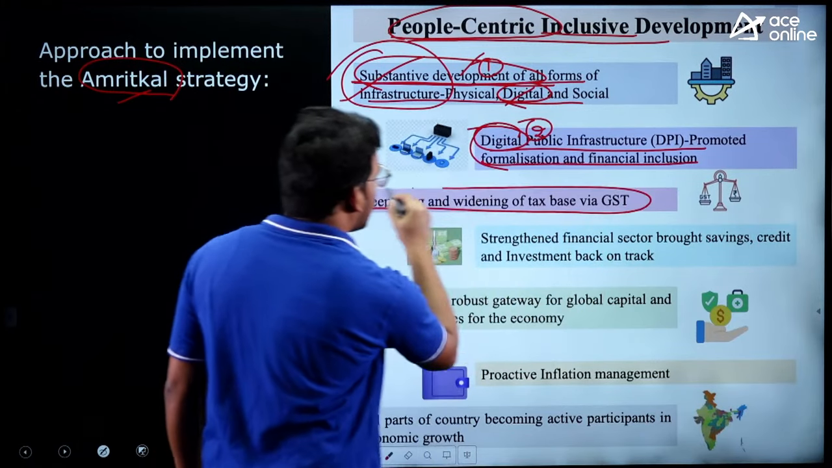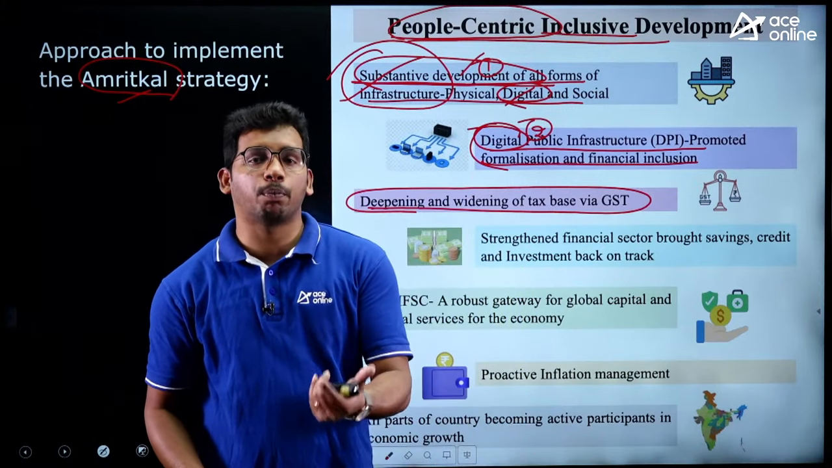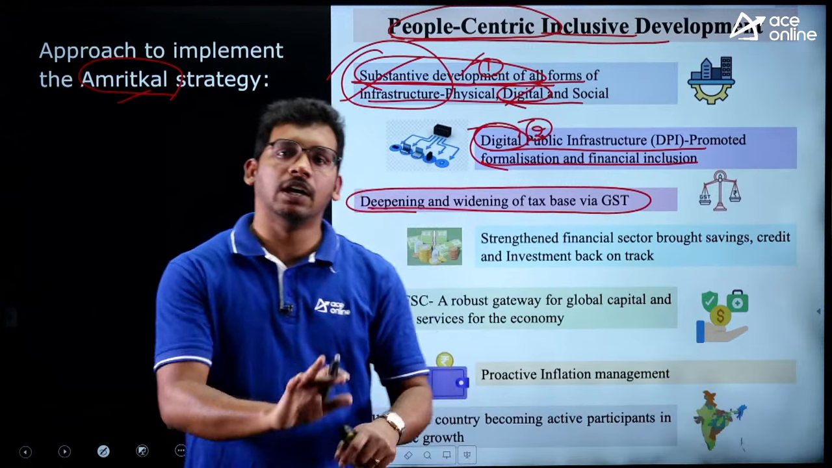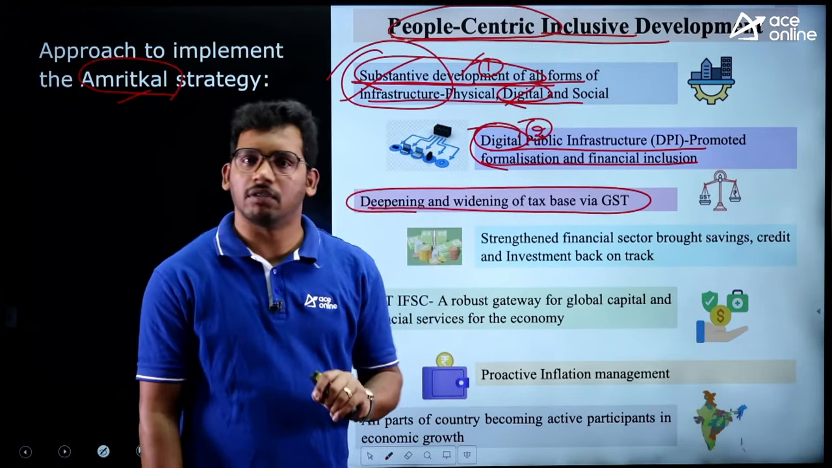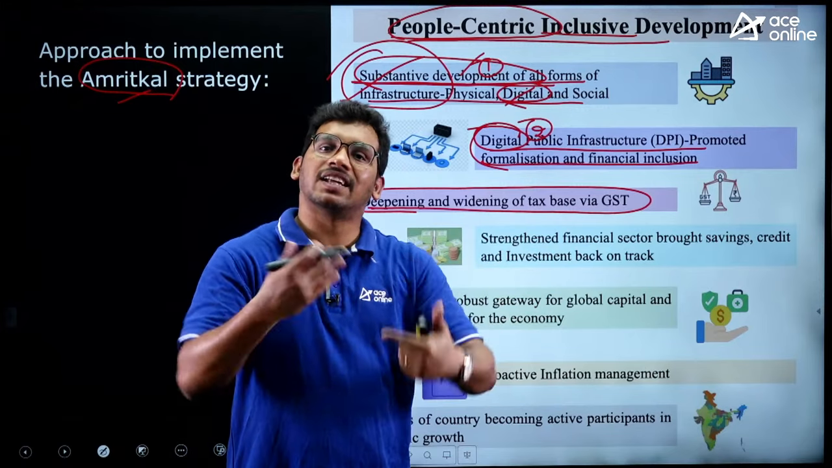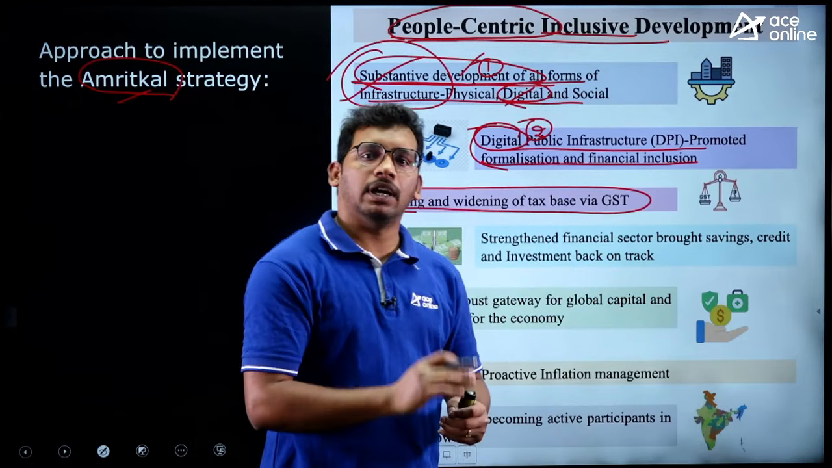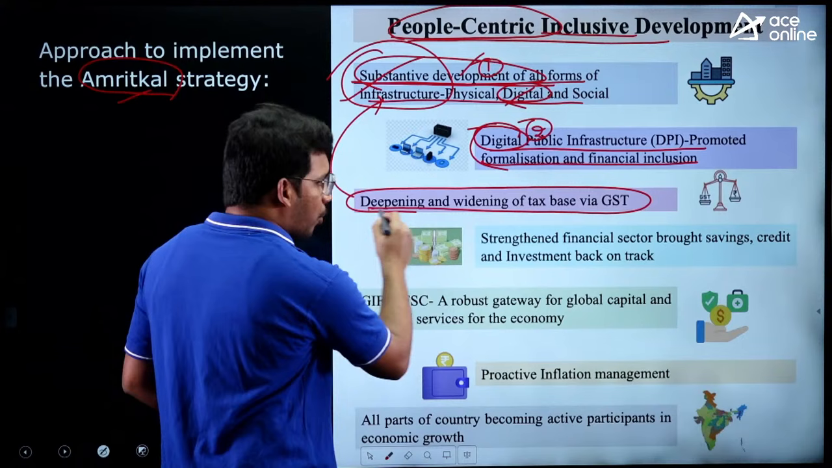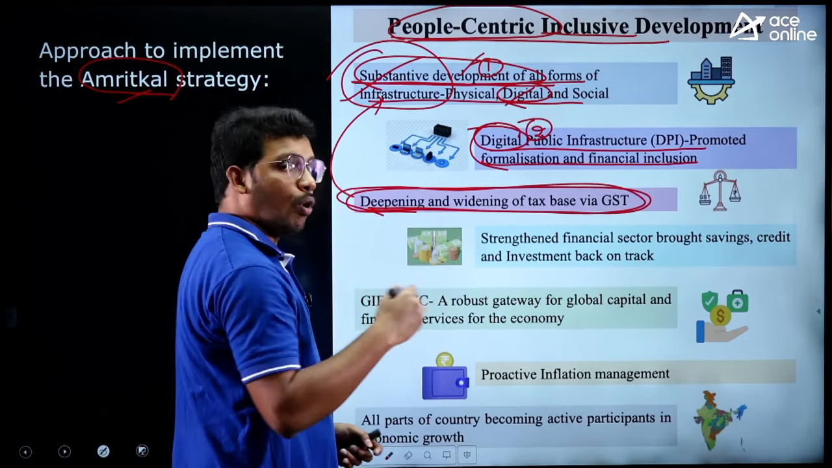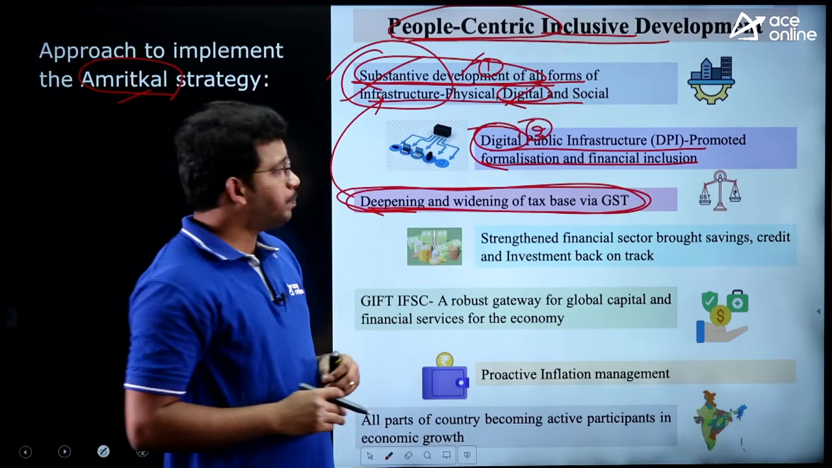Deepening and widening the tax base of GST. So you might have seen that India has got 1.72 lakh crores in the January month, which is the highest. The government brought GST way back in 2017. So they want to increase the revenue for the government. Why? Those revenues can be used in creating the infrastructure. Government needs money, isn't it? So here the approach is to collect more taxes through GST. That is the approach.